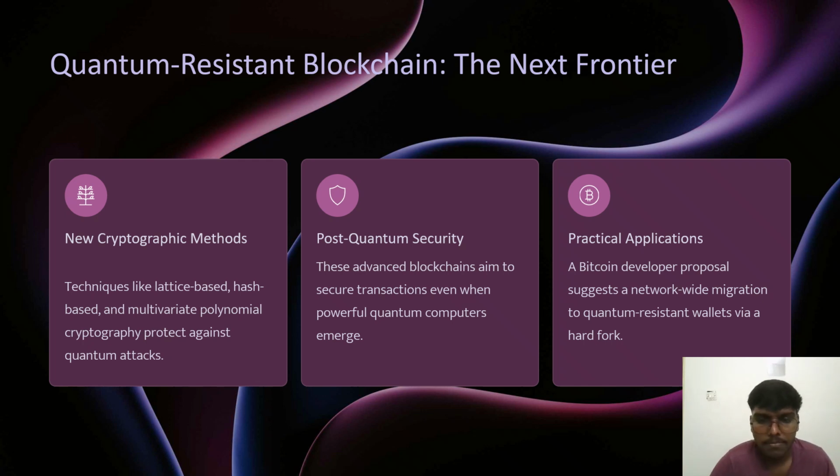One real world example is Algorand, a blockchain platform that is actively researching quantum resistant algorithms. Similarly, the National Institute of Standards and Technology is running a global competition to standardize post-quantum algorithms so that platforms like Bitcoin, Ethereum, and others can adopt them in the near future.